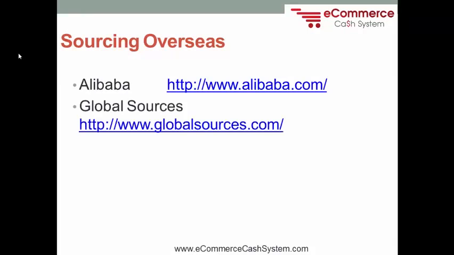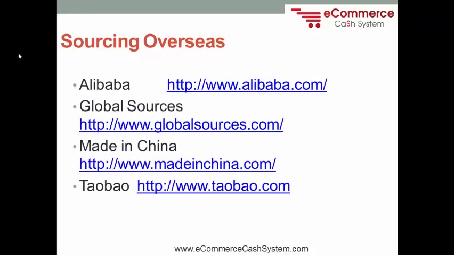I'm just going to recap on some of these sources. So Alibaba, Global Sources, Made in China, Taobao, and agents. They're a good way to source products as they have strong local knowledge and relationships with factories. A couple of tips: try not to pay the agent but the factory directly. And despite any rapport you may have with an agent, always insist on inspecting the goods.